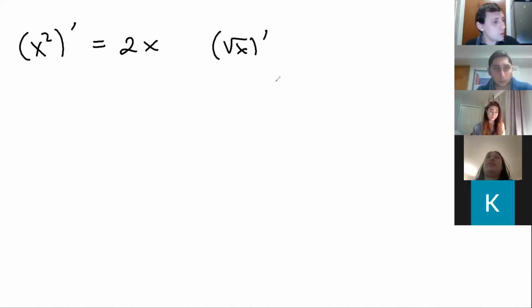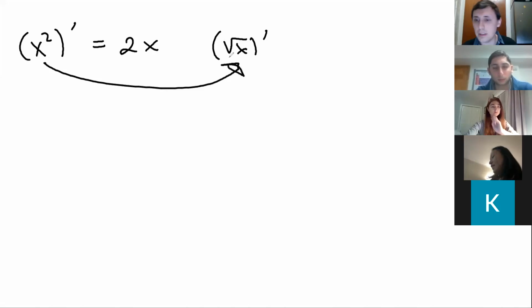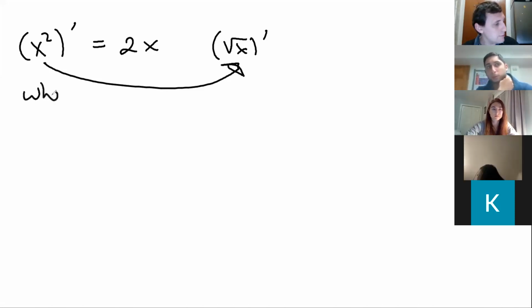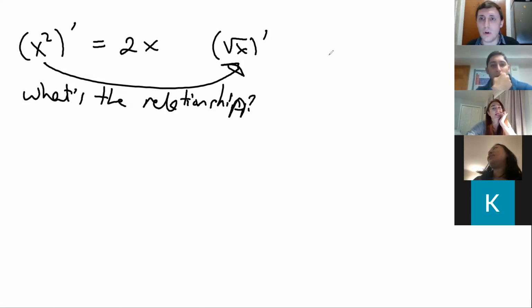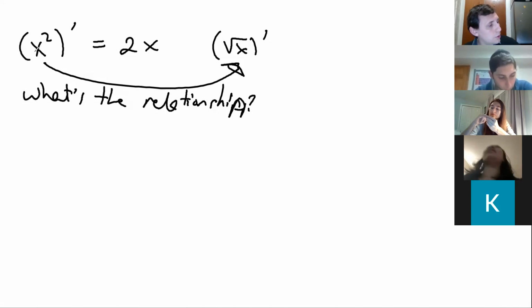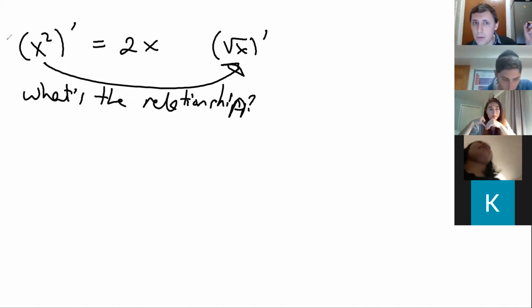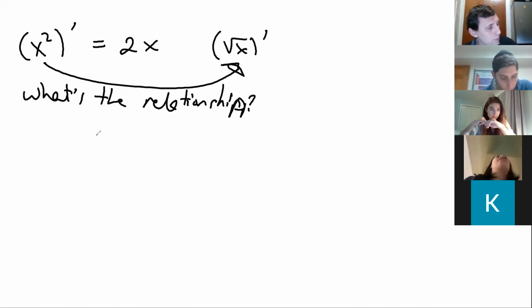Good. So here is my question. What is the relationship between this derivative and that derivative? What's the relationship? Okay, guys, and let me draw the inverse. Inverse of x squared and root of x, yes, but what's the relationship of the derivatives? Suppose I know the derivative of x squared is 2x. How, without doing anything else, do I know the derivative of root of x? Let's try to look at it from the geometric perspective.